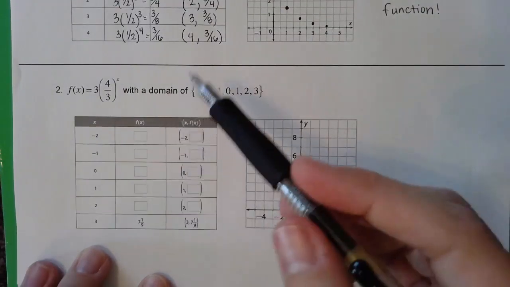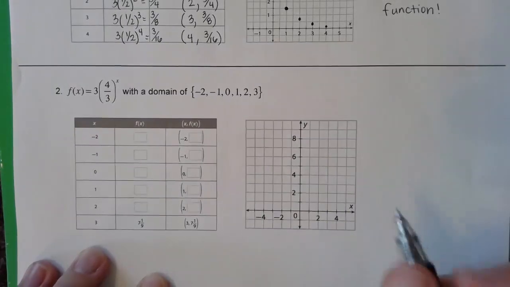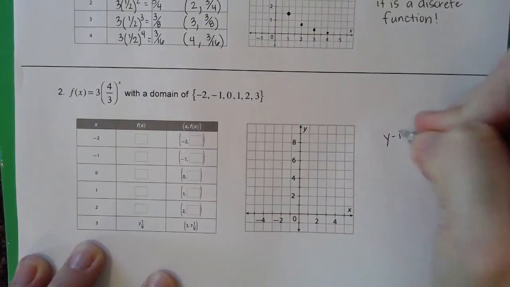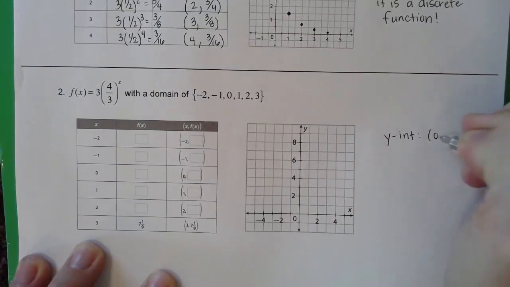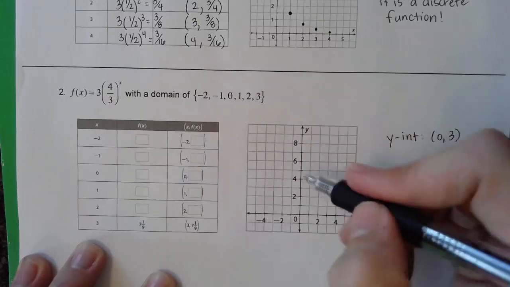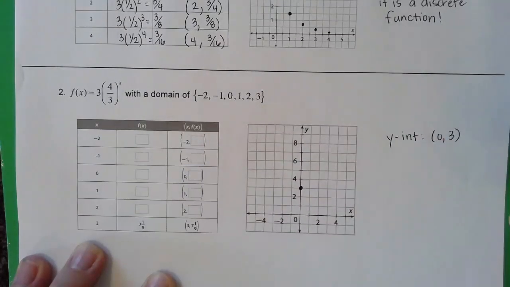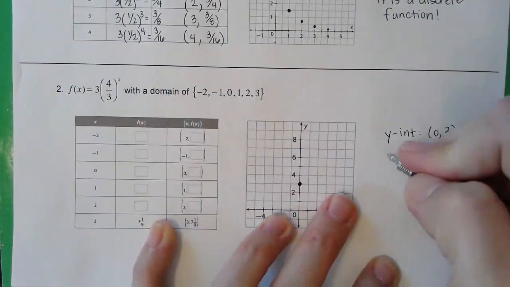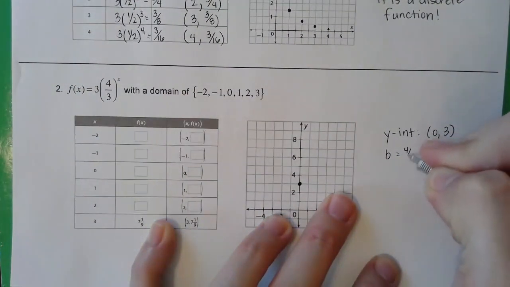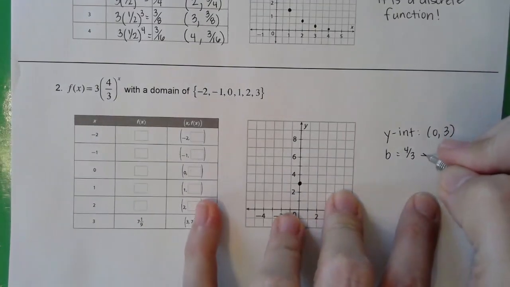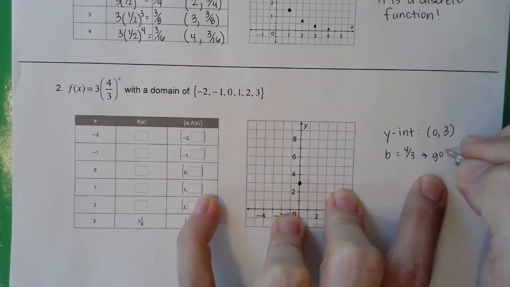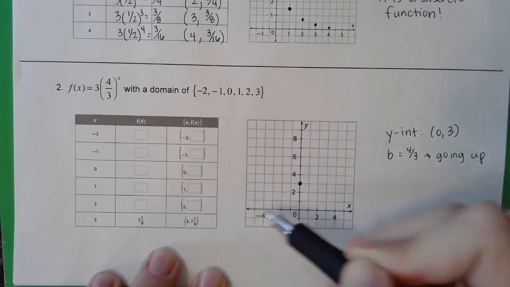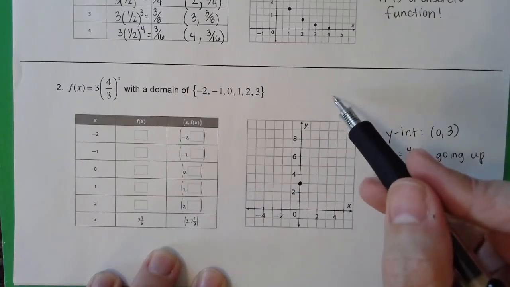Example number 2, the final one on the front page of the notes for today, has pretty much the same pattern. Here, the number out front is a 3, so I know that my y-intercept is going to be the number 3. When I plug my numbers into the table, that'll be the point where it crosses the y-axis. Then I look inside the parentheses. My b value on this one is 4/3. That's a fraction bigger than 1, so I know this graph is going to be going up. It's not going to be coming down like the last one. It's going in the opposite direction, going up this way.